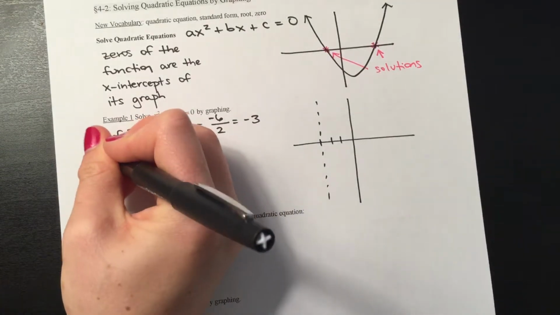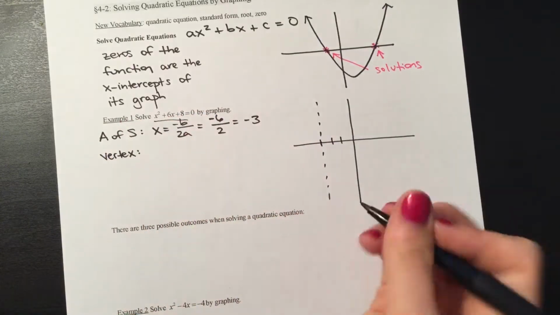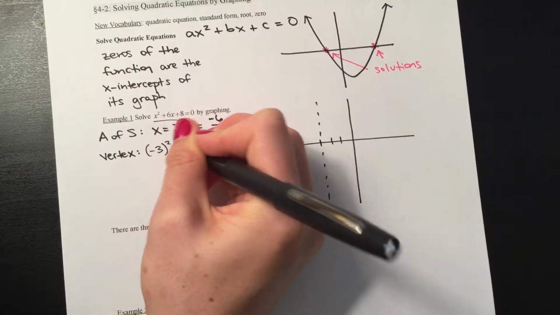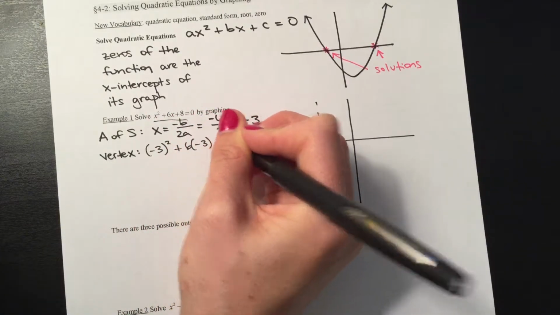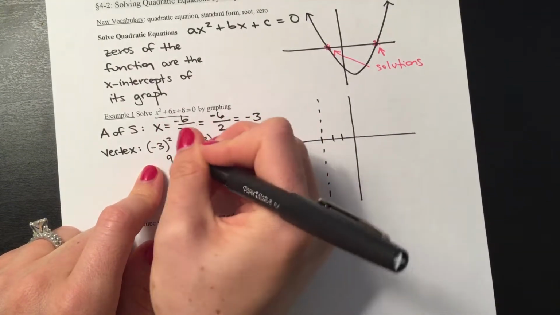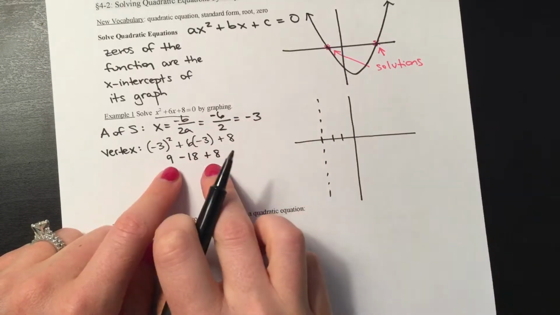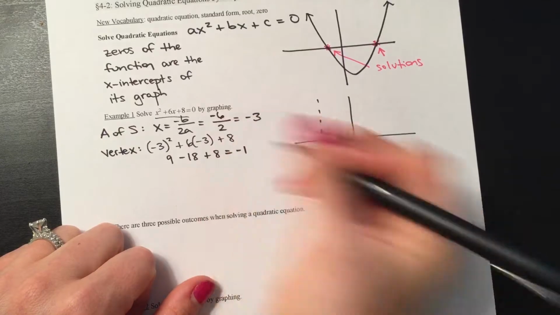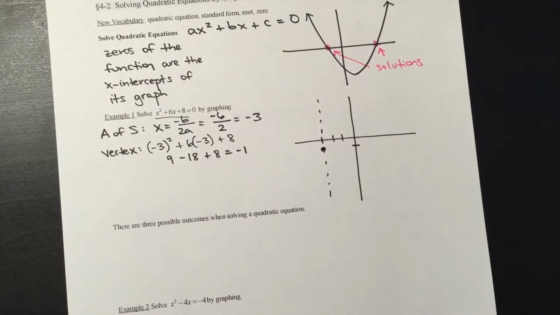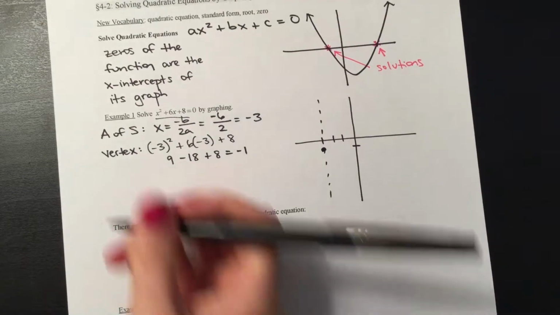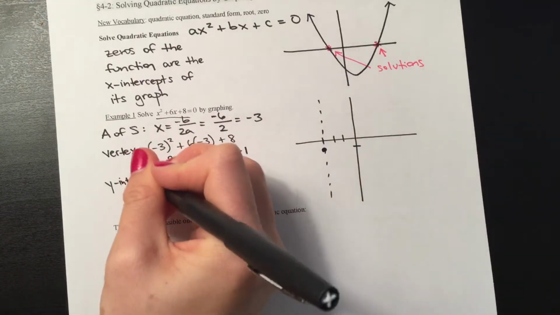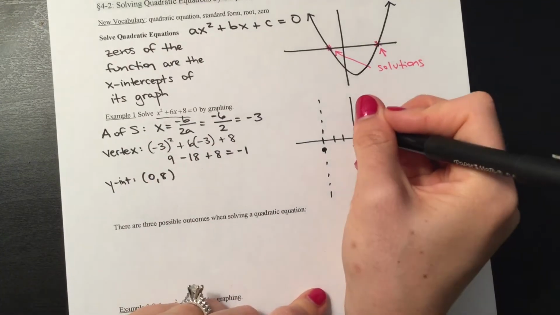So for the vertex, we're going to plug negative 3 into the equation. Okay, so this is 9 minus 18 plus 8. So the positive numbers are 17, minus 18 would be negative 1. So we know that our vertex is going to be right here at negative 1. Okay, and then we can go from there. So our y-intercept is the last thing that we find, and that's at 8. Remember, it's always just the constant. So if I plug in 0, I get 8.